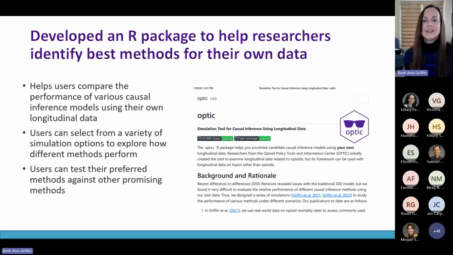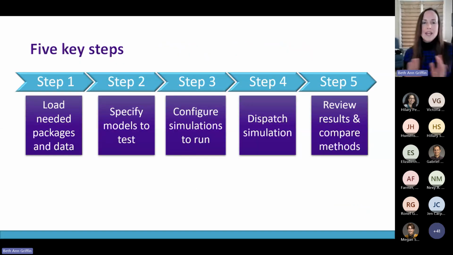We're happy to help. So in trying to do a simulation using the repeated measures data, you basically have 5 core steps. Obviously, in the first step, you're going to load all the needed packages and your own data. Then in step 2, you're going to specify which of the methods you want to test. And today we'll test the 3 that we identified using the decision tree framework: Callaway, Santana, augmented synthetic controls, and the autoregressive model.